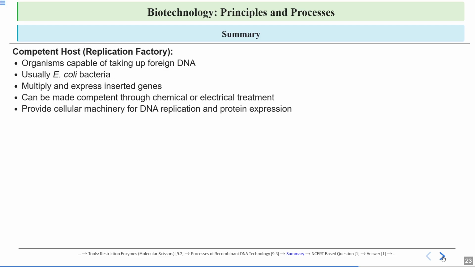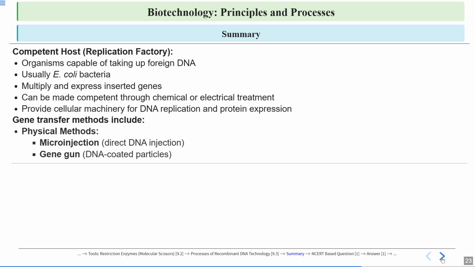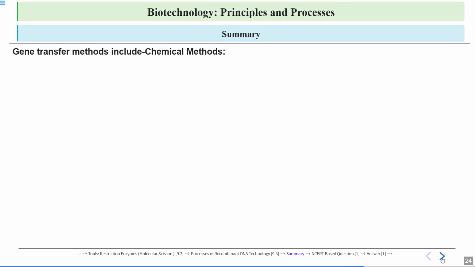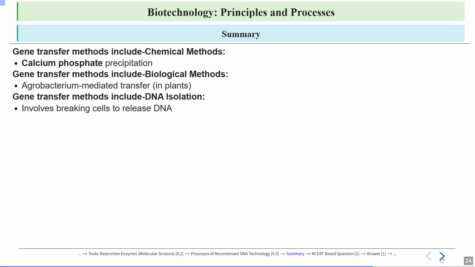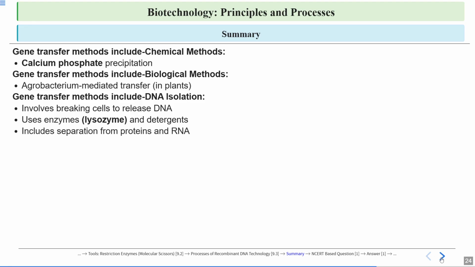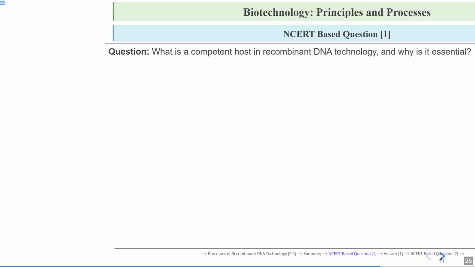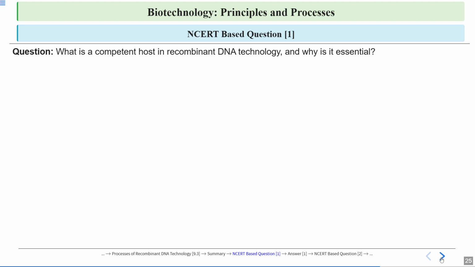It provides the cellular machinery for DNA replication and protein expression. The gene transfer methods include the physical methods that we have already talked about, calcium precipitation, and the biological Agrobacterium-mediated transfer. Then for DNA isolation, it involves breaking cells to release DNA, using enzymes like lysozyme, and detergent can also be used. Then we separate the protein and RNA. It requires some purification steps as well.